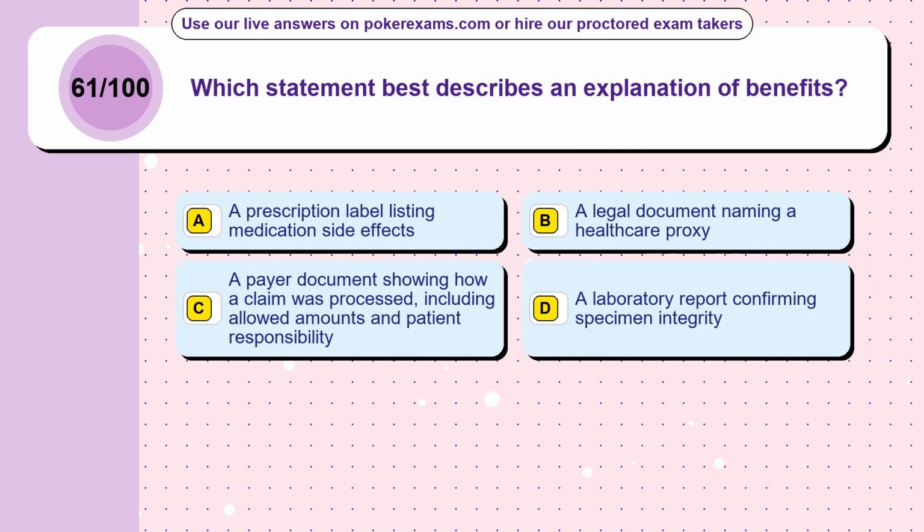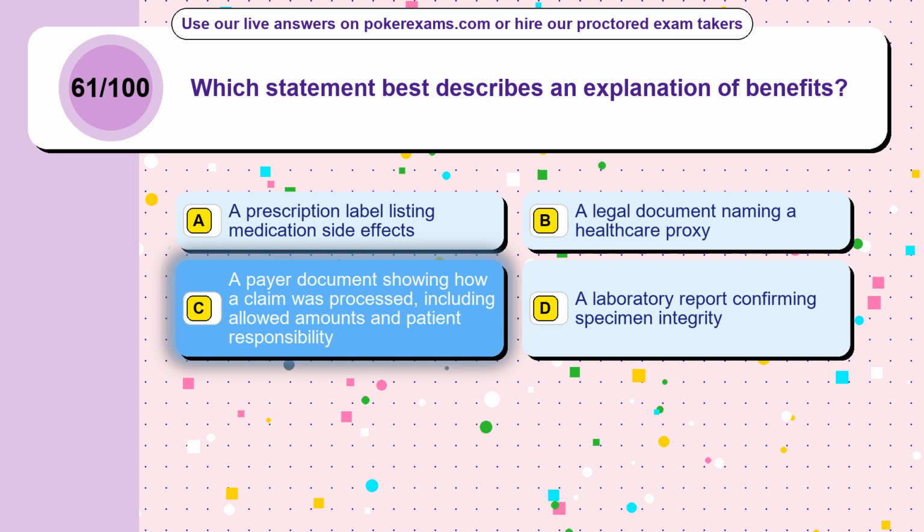Question 61. Which statement best describes an explanation of benefits? Option A. A prescription label listing medication side effects. Option B. A legal document naming a healthcare proxy. Option C. A payer document showing how a claim was processed, including allowed amounts and patient responsibility. Option D. A laboratory report confirming specimen integrity. The correct answer is option C. A payer document showing how a claim was processed, including allowed amounts and patient responsibility.